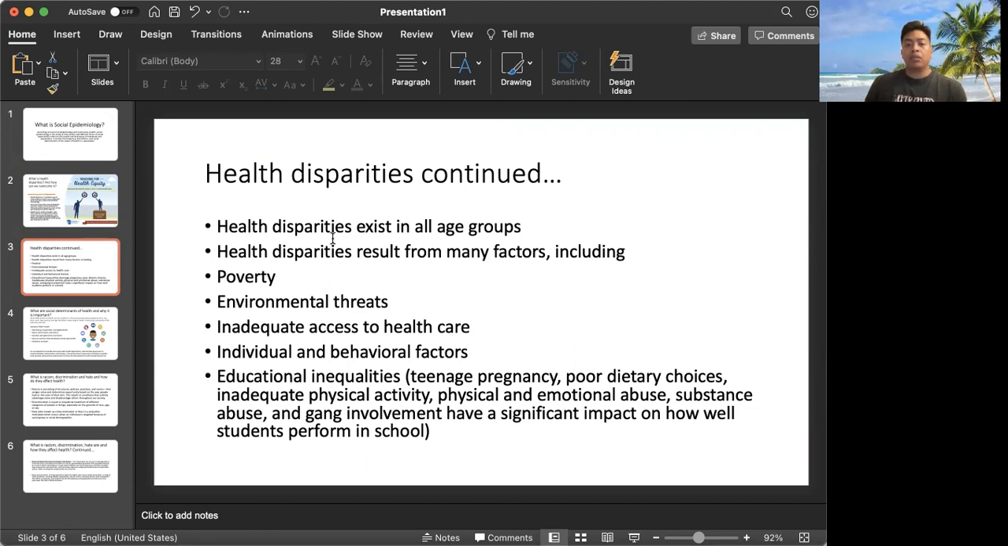Health disparities can include individual and behavior factors. And then lastly, I have educational inequalities, and that can include teenage pregnancy, poor dietary choices, physical, emotional abuse, substance abuse, and gang involvement.